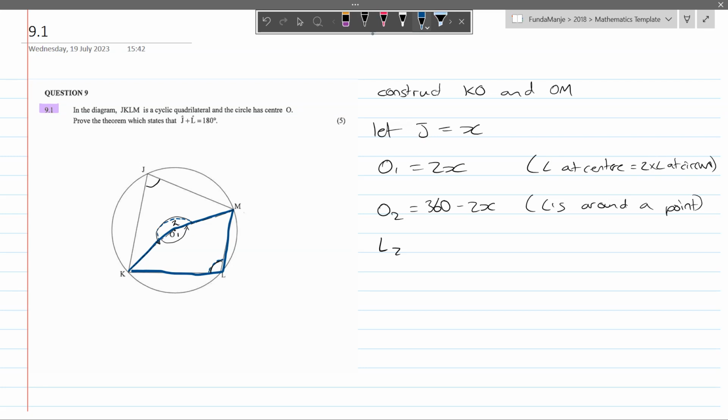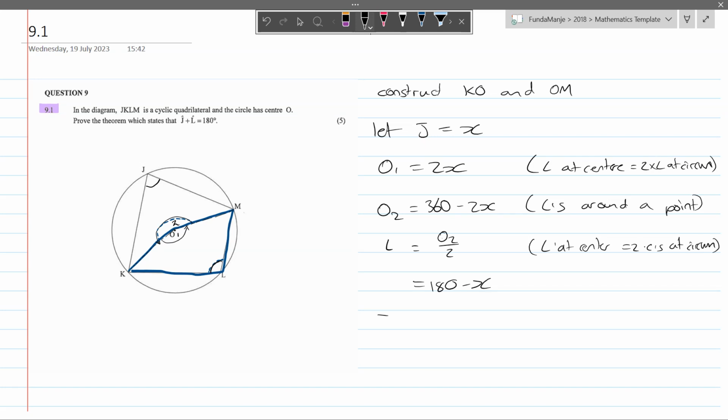So at this point, we then say L is equal to half of O2. L would be equal to half of O2, which is 360 minus 2x, that would be O2 divided by 2. That will then be 180 minus x. Then we can say the reason for this is again angle at center twice angle at circumference, like that.